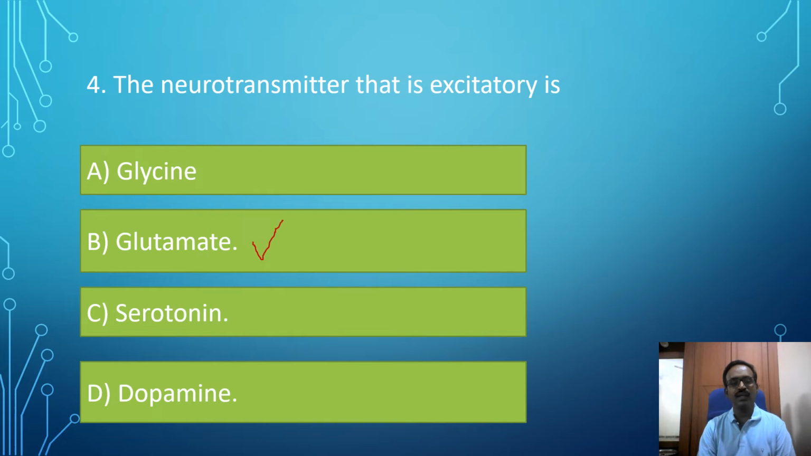You go to see the other distractor. Third one is serotonin. Serotonin is also an inhibitory neurotransmitter. And dopamine. Dopamine is also mainly an inhibitory neurotransmitter. So the correct answer is glutamate.